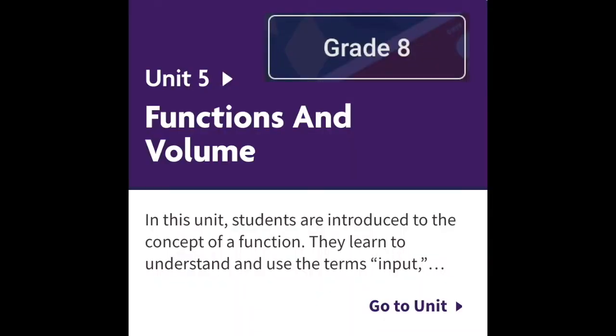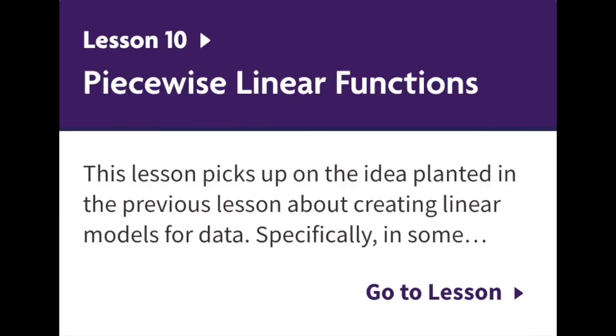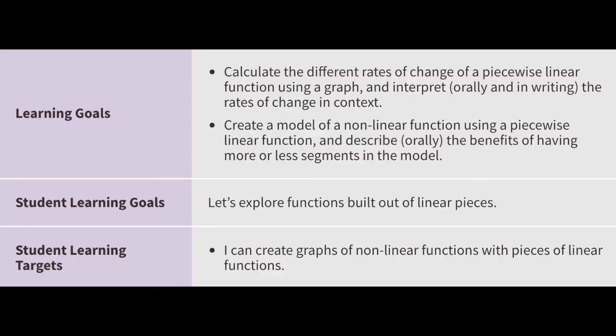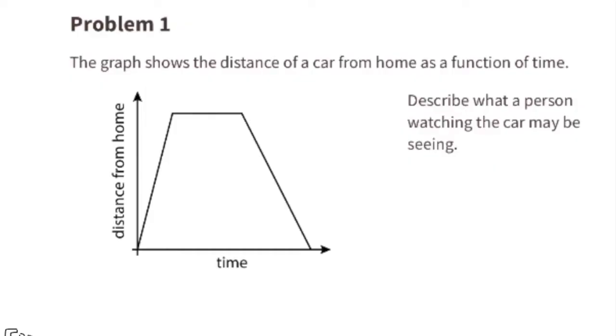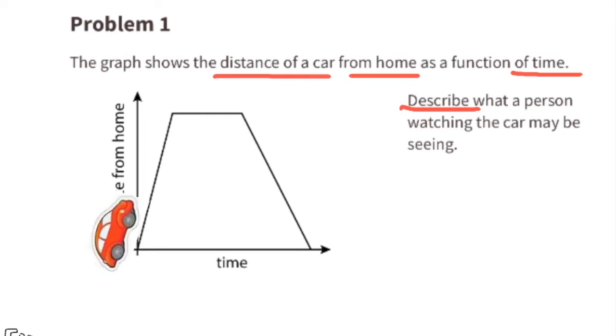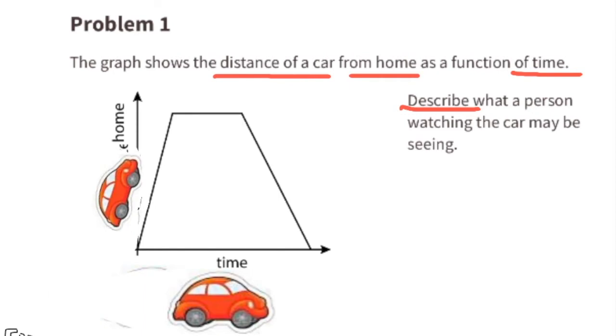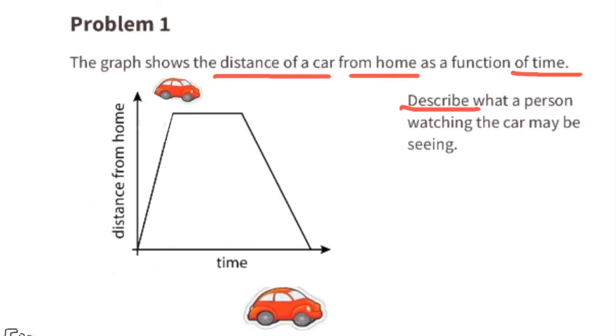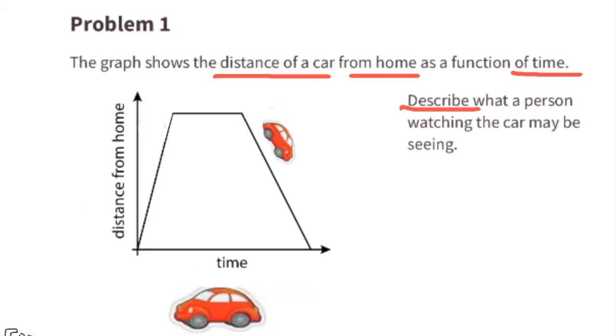Eighth grade, Unit 5, Lesson 10, piecewise linear functions. Problem number 1. The graph shows the distance of a car from home as a function of time. Describe what a person watching the car may be seeing. According to this graph, it looks like the car is driving to a location, perhaps a store, then stops for a while, and then drives back home.